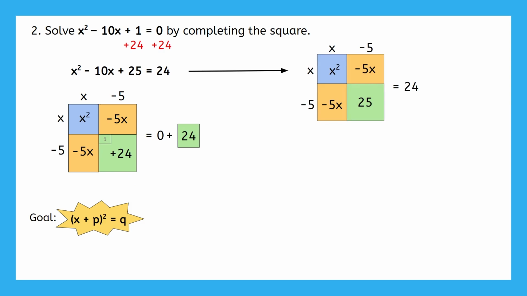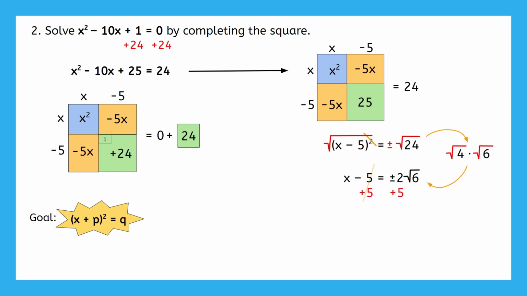Next, let's rewrite our equation in the desired form. The left side becomes x minus 5 times x minus 5, which is x minus 5 squared, and we then isolate x by taking the square root of both sides, remembering that plus minus. The square root of 24 is irrational, so we simplify it by splitting it into the square root of 4 times the square root of 6, which simplifies to 2 square root of 6.